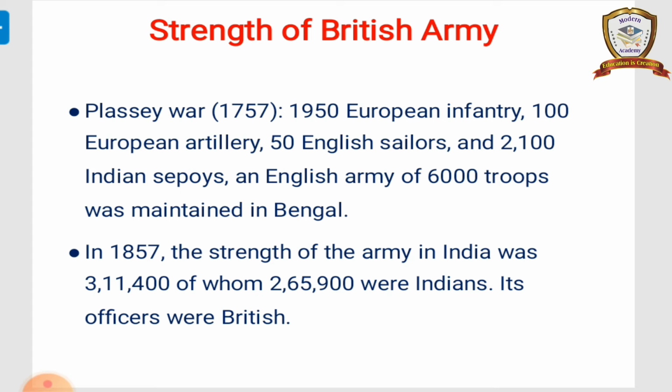How did the British make themselves strong? In the Plassey War, they had the 1,950 European infantry. In 1857, they made a very powerful, strong army in India. Most of the soldiers were Indians, and the higher officers were only British. The soldiers were Indian people, and the remaining higher authorities were British.